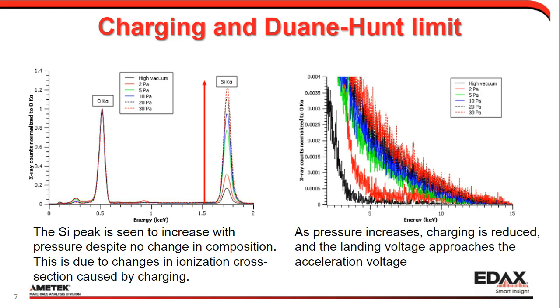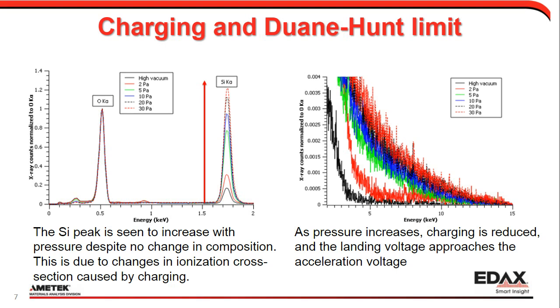So we had Kramer's law telling us the Duane-Hunt limit, the cutoff of the background. And we can see here at the high vacuum conditions, we have the black line, which is below 5 kV. We have a lot of charge buildup. This is a 15 kV spectrum. So basically you have about 10, 12 kilovolt charge buildup on the surface of this sample. So you have low overvoltage, thus you get poor excitation of the silicon.